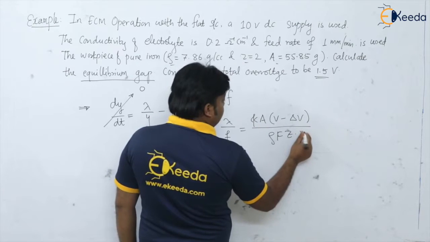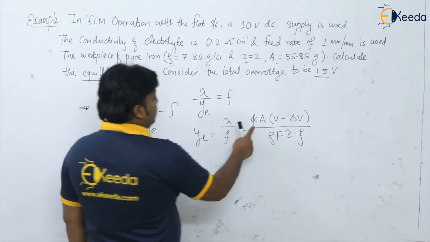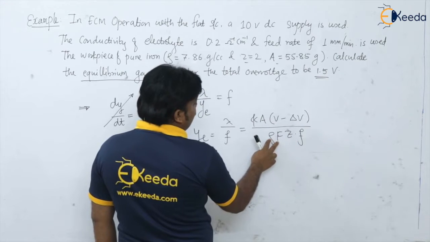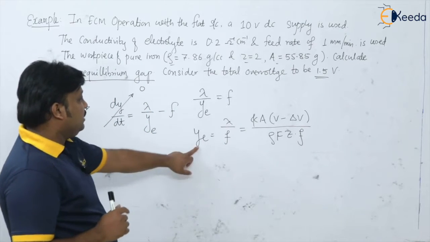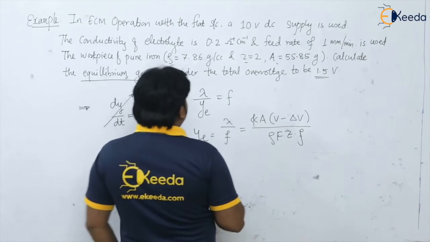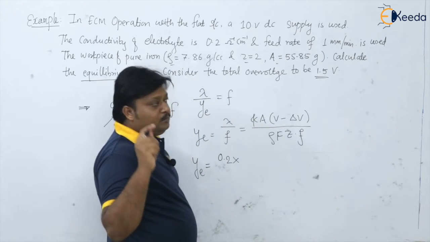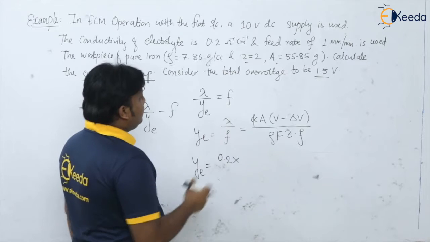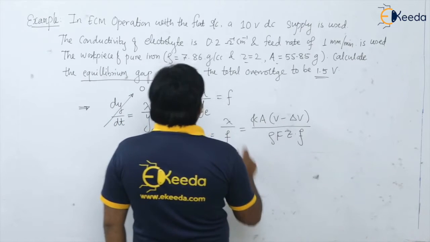This, into this feed rate f. Okay, so I hope the conductivity is given, the gram atomic weight A is given, supply voltage, over voltage, density, Faraday's constant we know, valence is given, feed rate is given. So definitely we can calculate this equilibrium gap ye, which is equal to, put the values, ye is equal to k is how much? 0.2, and as I taught you, please use the CGS units for solving the questions on ECM, because we have taken all these formulas based on these CGS units. So gram atomic weight is how much?